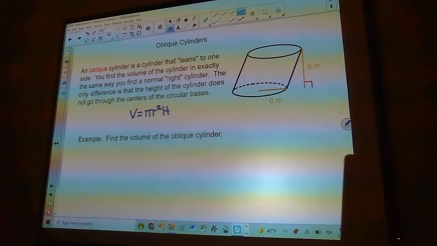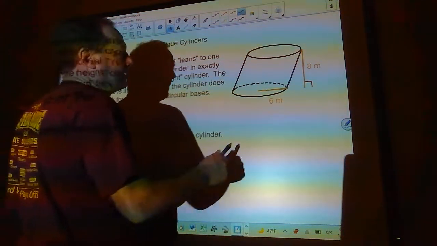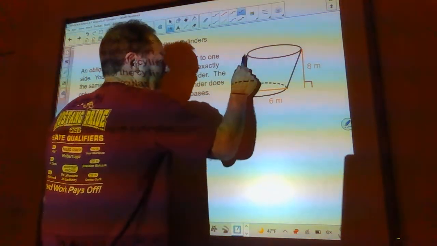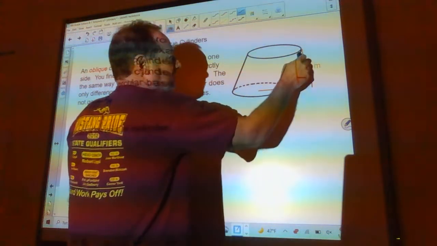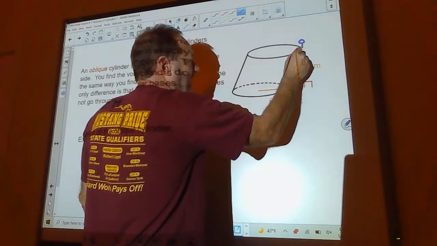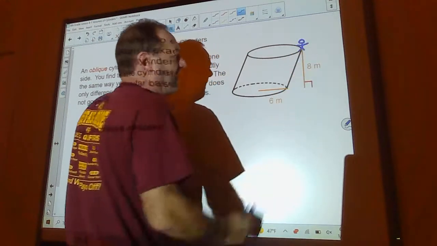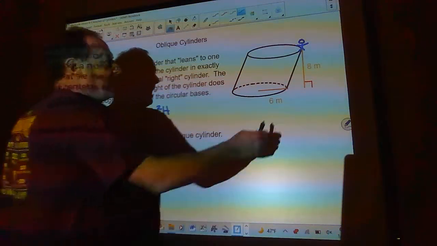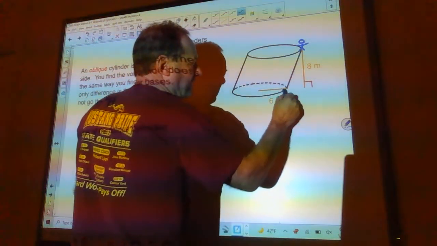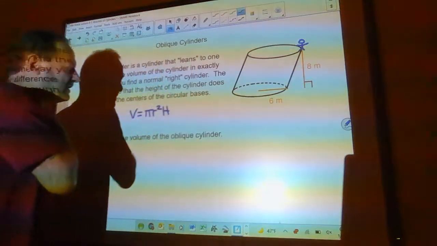The only difference is the height is not the side right here. This is called the slant height. We don't want the slant height. We want the actual height. The actual height would be like, if you were standing up here on top of this thing and you fell off, how far would you fall? So the height is perpendicular to the base here. That's going to be 8 meters.